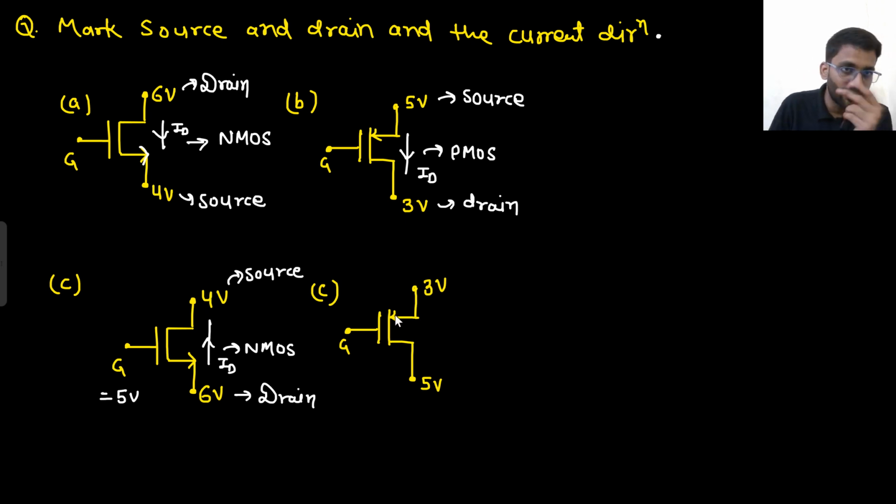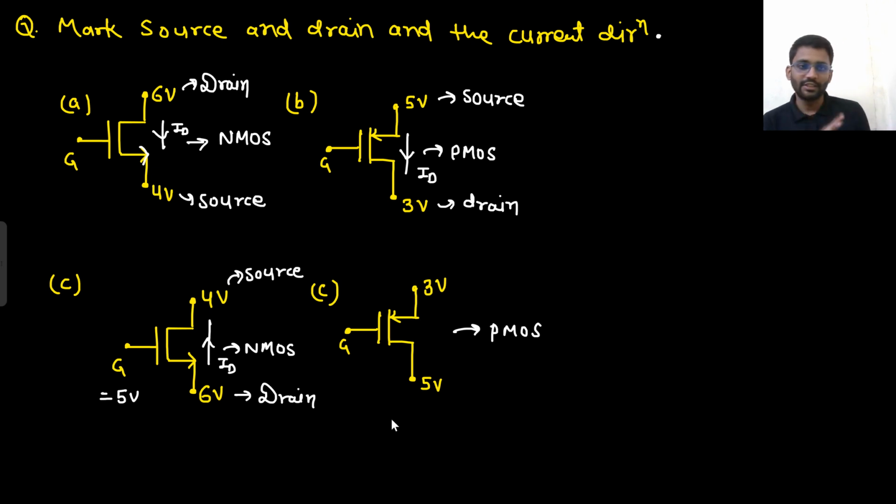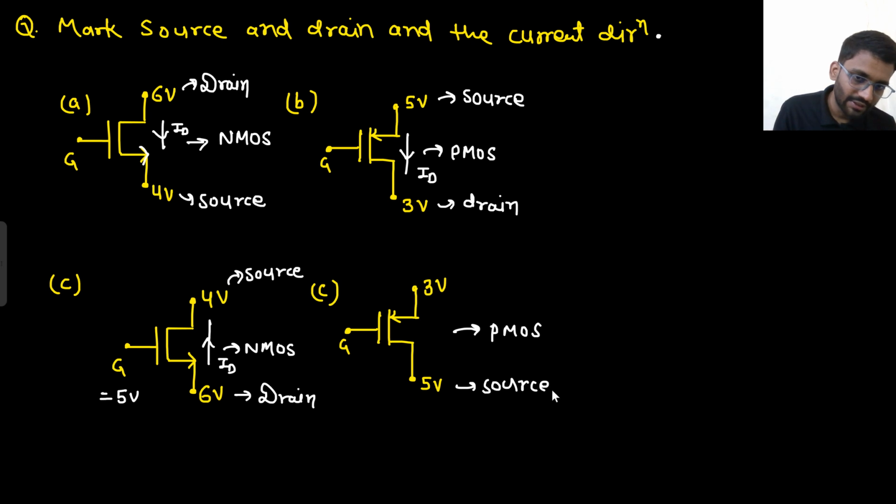Now I see this arrow, the arrow is inward. So the first thing that I got to know is that this is PMOS. Now if this is PMOS, what do I know? That one which is at higher potential, that is source. In case of PMOS, one which is at higher potential, that is source. So which one is higher potential? This is the higher potential. So that is source. And one which is at lower potential, that will be drain. So this will be drain.